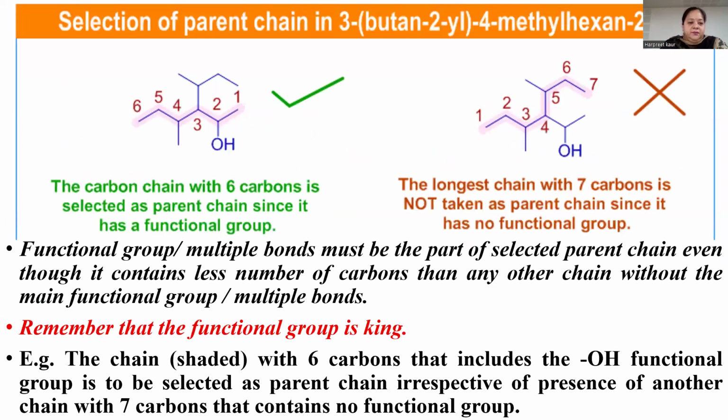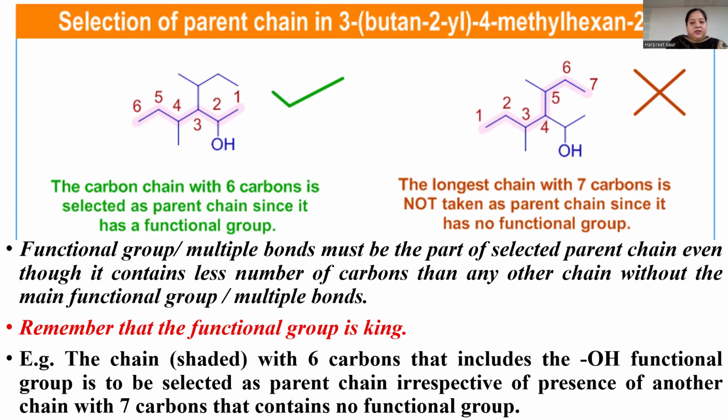The next example. The functional groups and multiple bonds, that means double or triple bonds, if present, must be part of the selected parent chain, even though it contains fewer carbon atoms than any other chain without the main functional group or double or triple bonds. So here, the chain which is shaded in the first case is with 6 carbon atoms, numbered 1 to 6 from left to right. It includes the OH functional group in the parent chain.